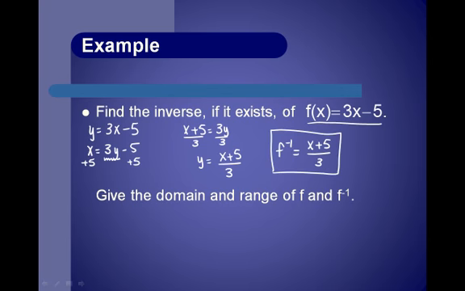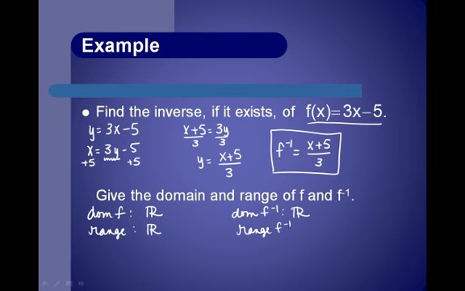Then it says to give the domain and range of f and f inverse. Well, the domain of f, notice that f has no fractions and no square roots, so the domain would be all real numbers. Because we can get positive numbers, negative numbers, and 0 once we plug in values of x, the range of f was also all real numbers. When we look at f inverse, we have a fraction, but notice there's nowhere for the denominator to be 0, so the domain of f inverse was all real numbers.